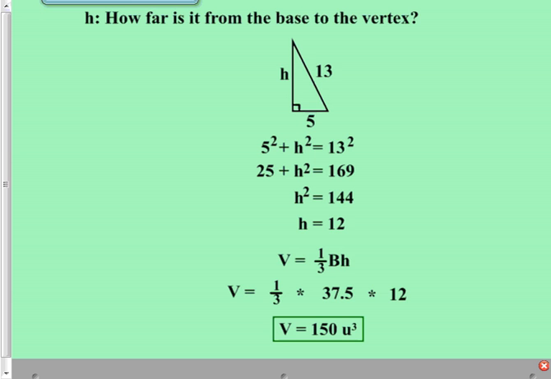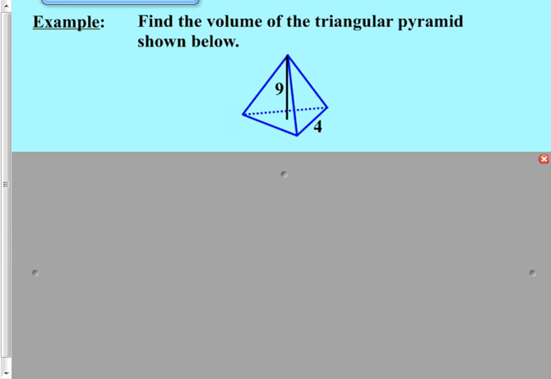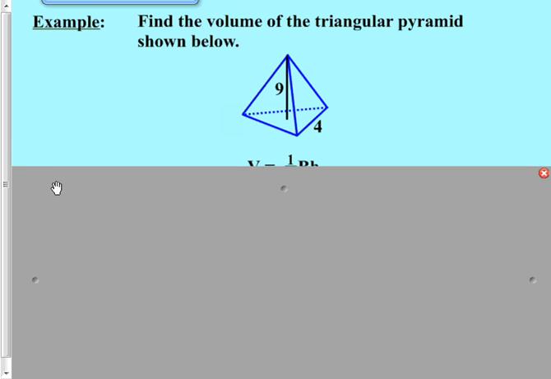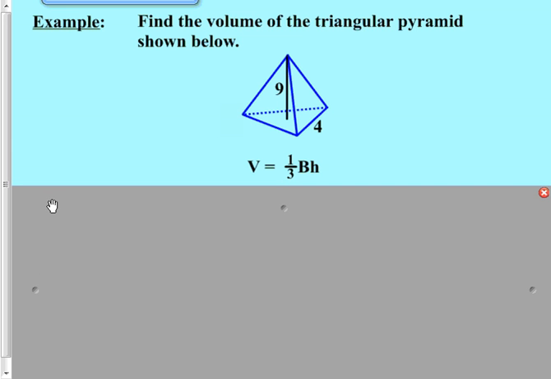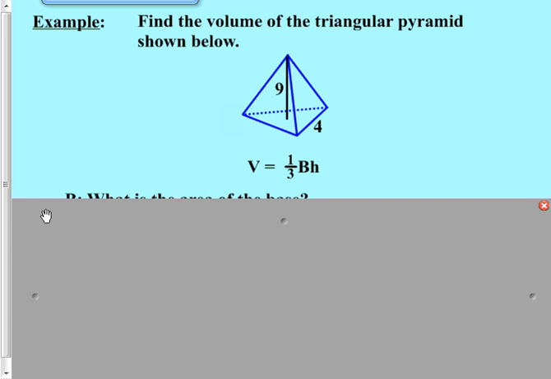Okay, let's look at another one. Find the volume of the triangular pyramid shown below. Volume of a pyramid is found by 1/3 times the area of the base times the height. All we have to do is figure out what's going on with the area of the base and with the height and plug them in. So let's look at our variables. Area of the base.